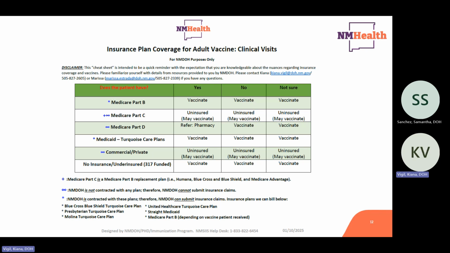And then the blue symbol next to the insurance plan's names are for the billing portion, and it lets you know if we are able to bill them or not. So the Medicaid insurance plan, the Medicaid turquoise care plans, you'll see it has the blue asterisk, and if you look at the key underneath the table, it tells you that NMDOH is contracted with these plans. Therefore, NMDOH can submit insurance claims, and it also lists out the insurance plans that NMDOH is contracted with. So this is a very helpful tool. Please feel free to print this out for your public health office's use.